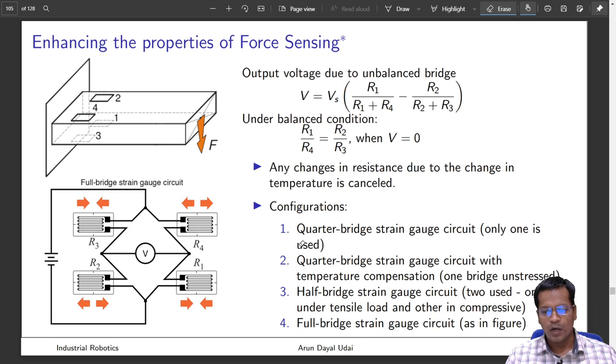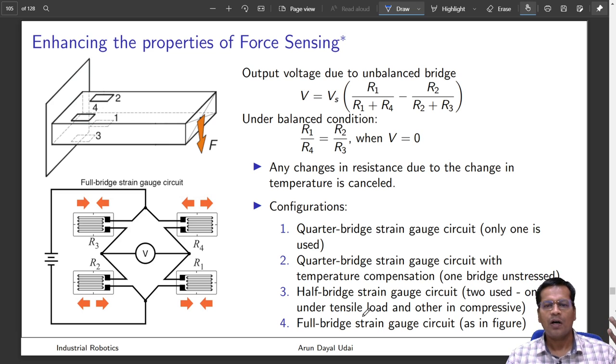Configuration can be a quarter bridge strain gauge circuit. Only one is used. In this case, you saw temperature will have a significant effect. Quarter bridge strain gauge circuit with temperature compensation: only one is stressed, the other one is unstressed. Only temperature compensation is there, but it is not magnified. Half bridge strain gauge circuit: two used, one in tension, another one could be in compression. A full bridge circuit is also there as shown in the figure, where all four combinations are there. So these are different combinations with different advantages and disadvantages, but yes, it is used in all four configurations.